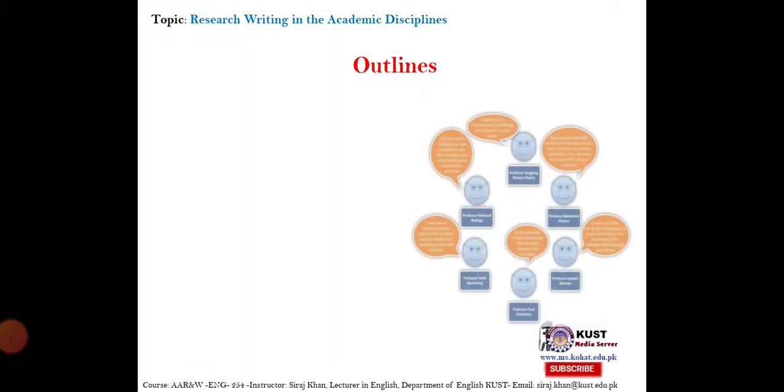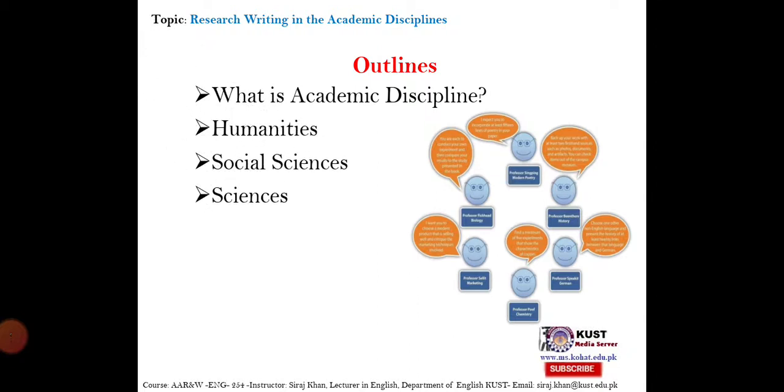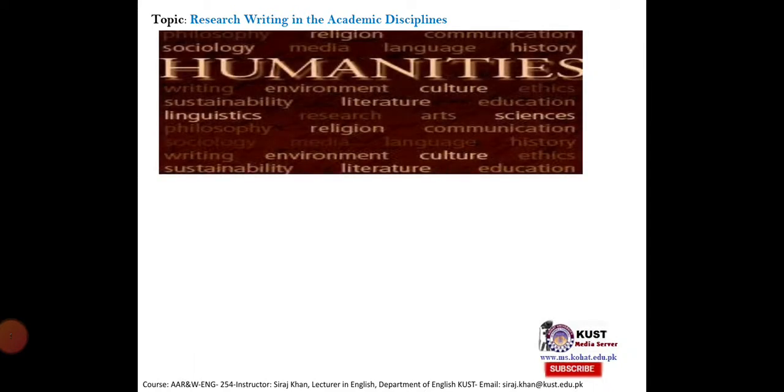The outlines are: what is an academic discipline? Humanities as an academic discipline, social sciences as an academic discipline, and sciences as an academic discipline. What are the modes of inquiry in these disciplines? Their writing styles. Humanities.